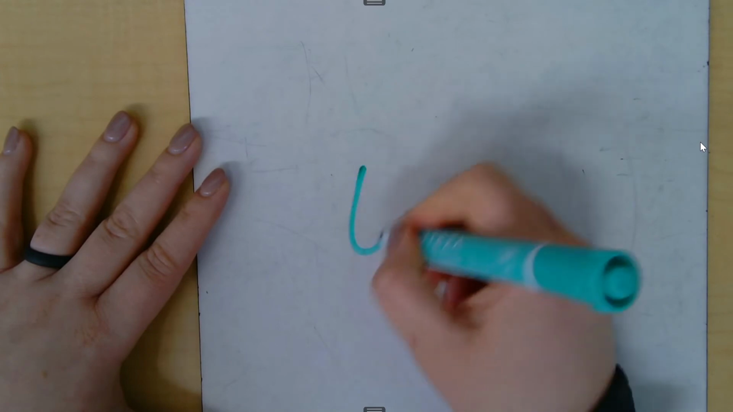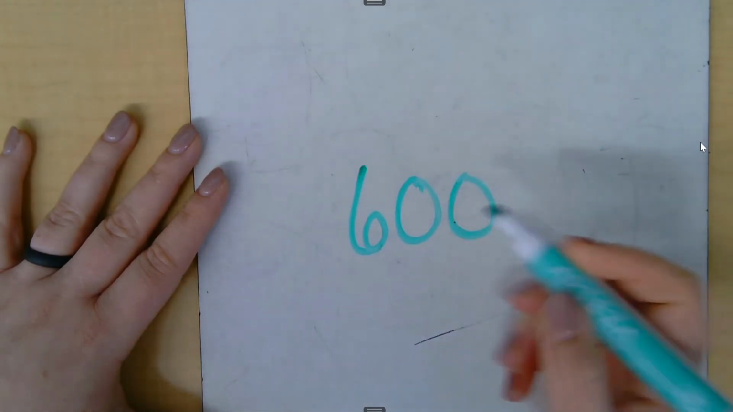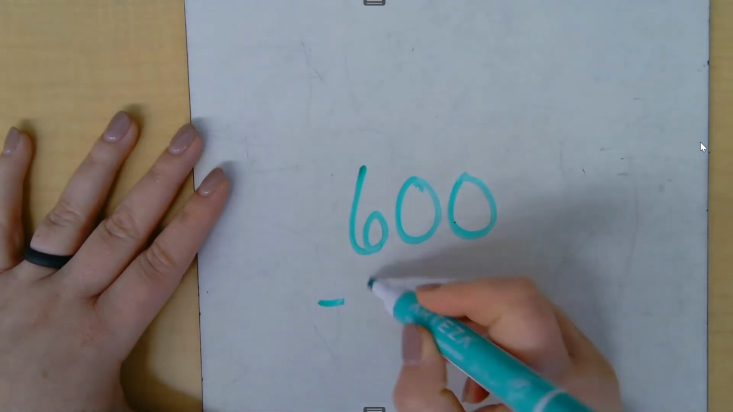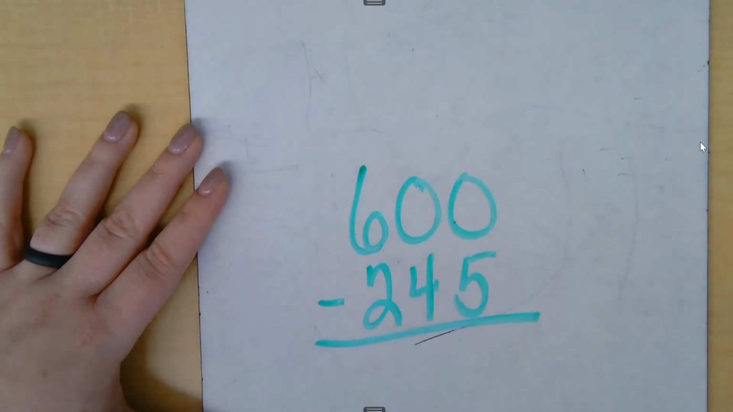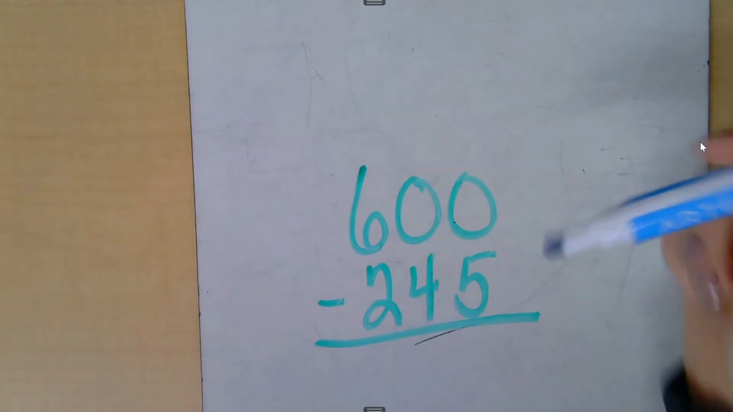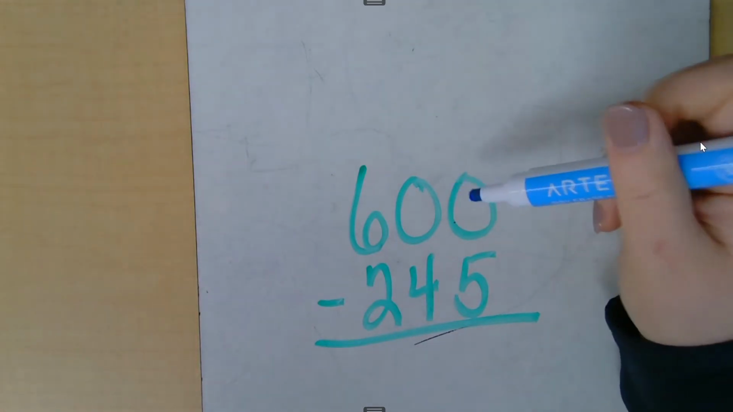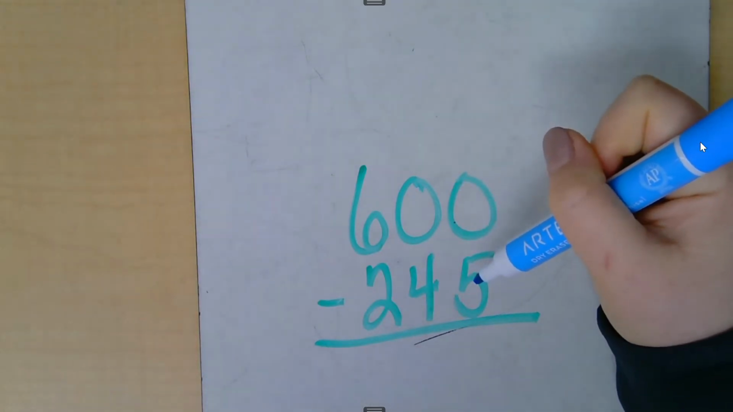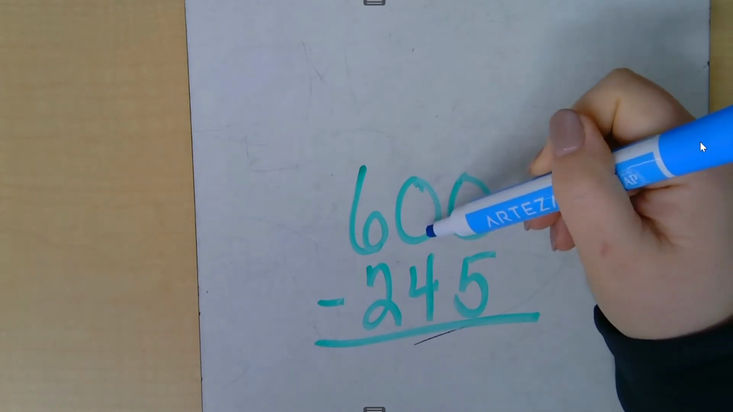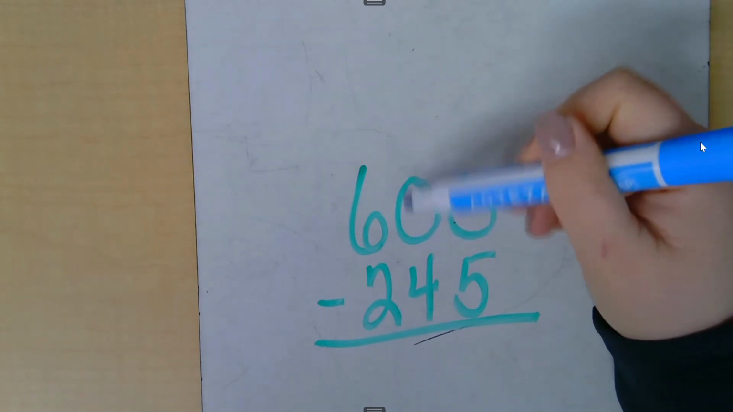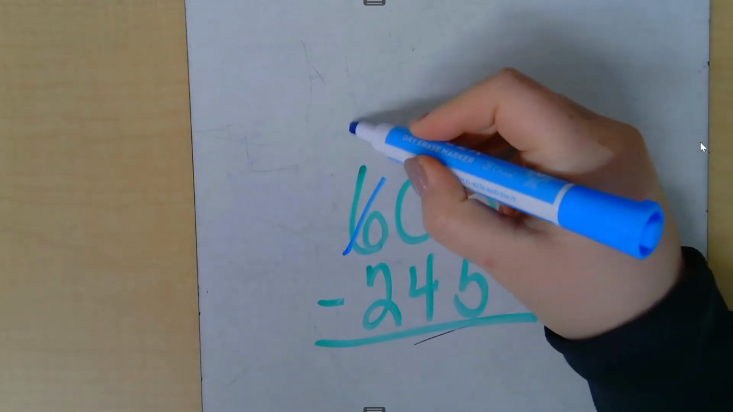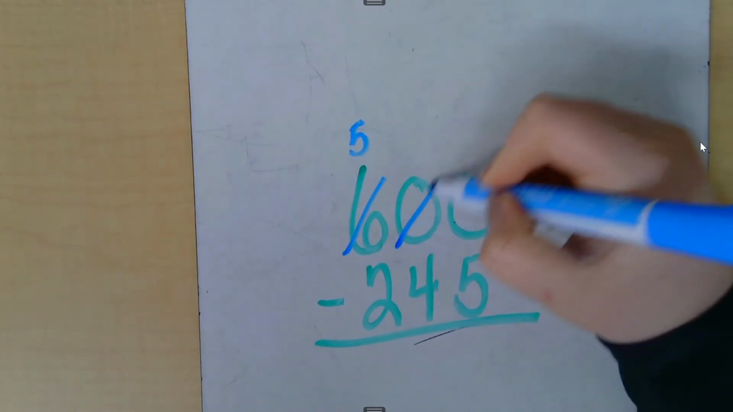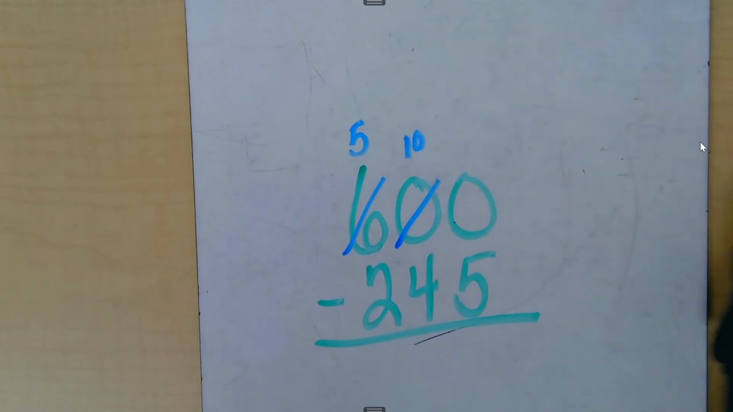Let's try 600 minus 245. Again, 0 minus 5, I cannot do it. So I go to my neighbor. He cannot help me because he's 0. So he goes to his neighbor. The 6 becomes a 5, so that the tens place will have 10 tens in it.